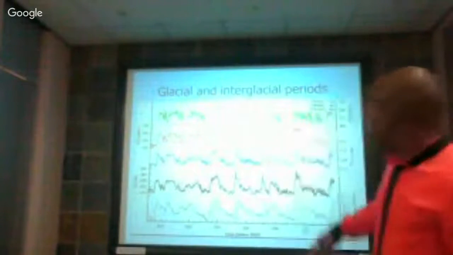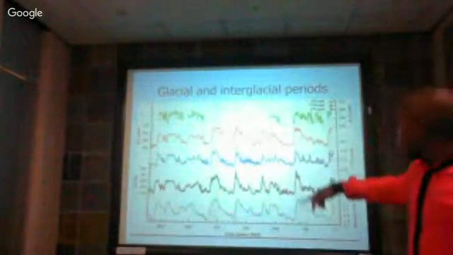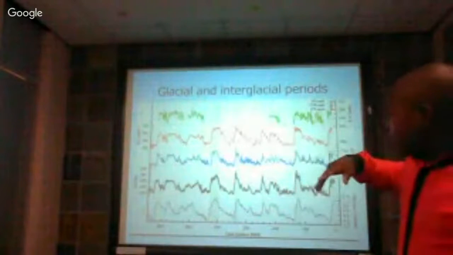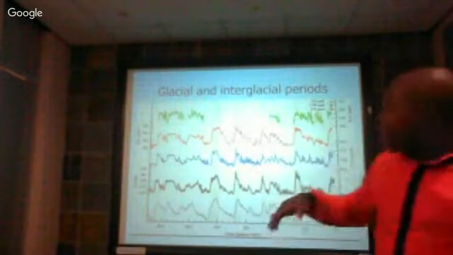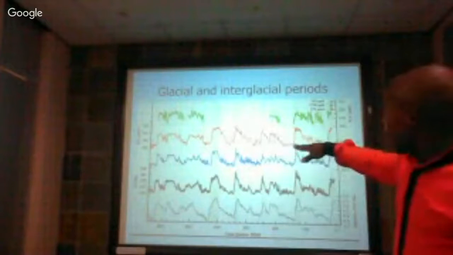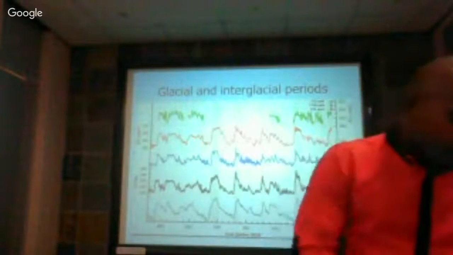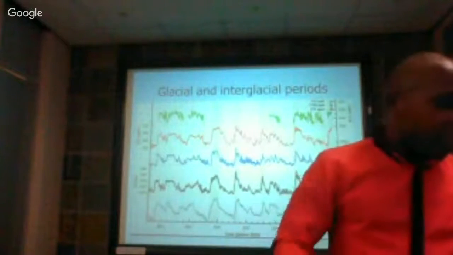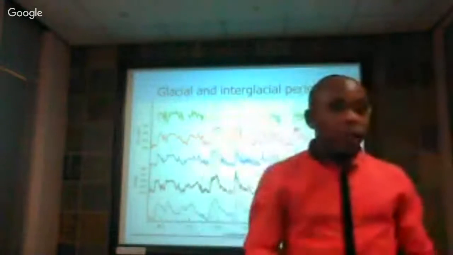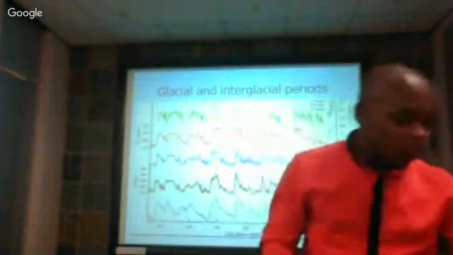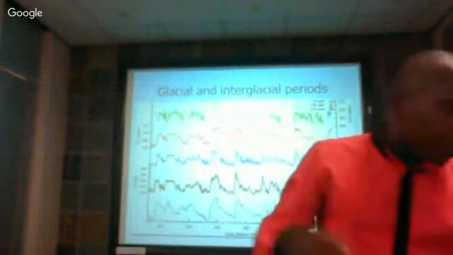And if you look at the fluctuations, which simply means that there was one temperature which caused the glaciers to dissipate, leading to the interglacial period.